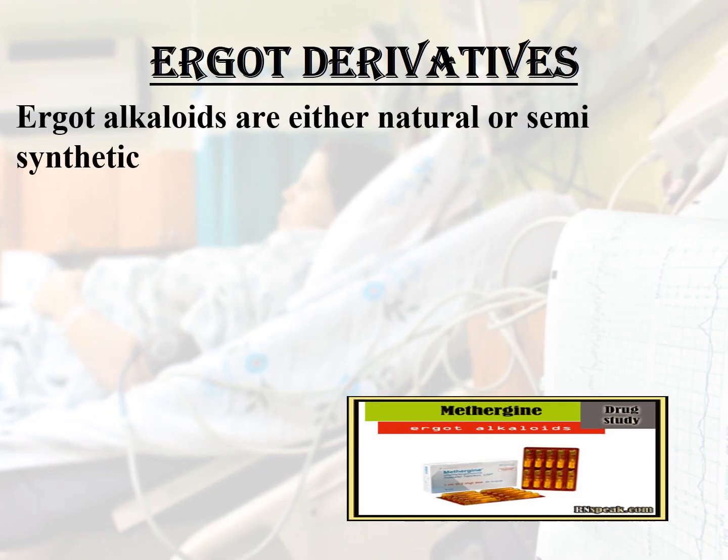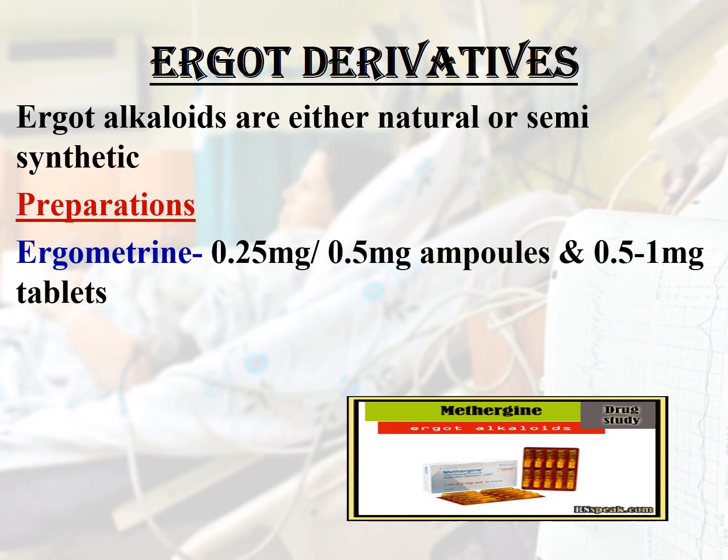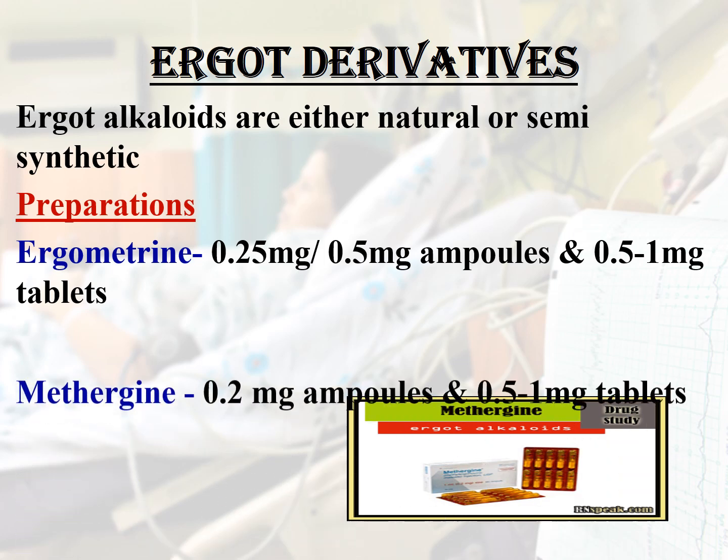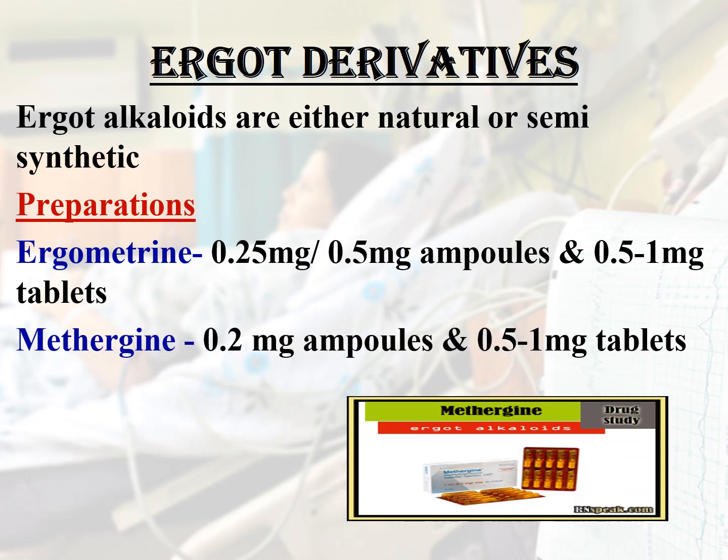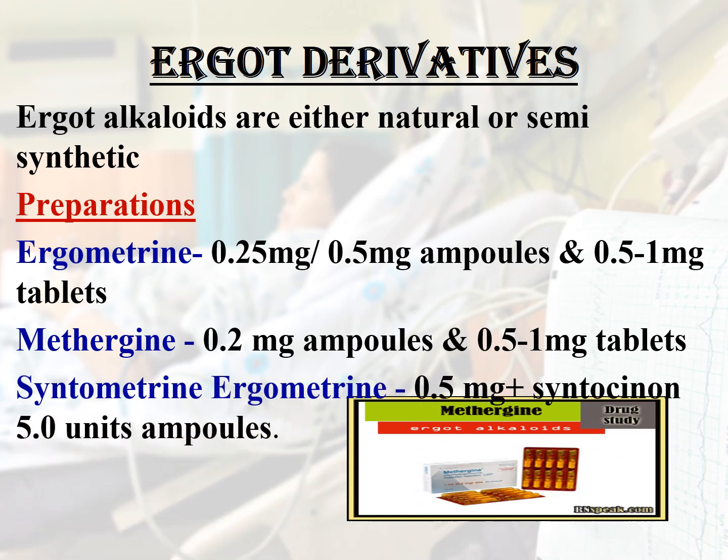The ergot derivatives. The ergot alkaloids are either natural or semi-synthetic. The preparations of ergometrin include 0.25 mg or 0.5 mg ampules and 0.5 to 1 mg tablets. Methergin 0.2 mg ampules and 0.5 to 1 mg tablets. Synthometrin: ergometrin 0.5 mg plus syntocinon 5 units per ampule.